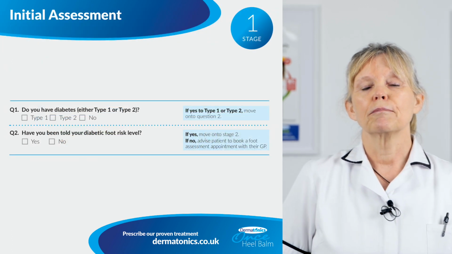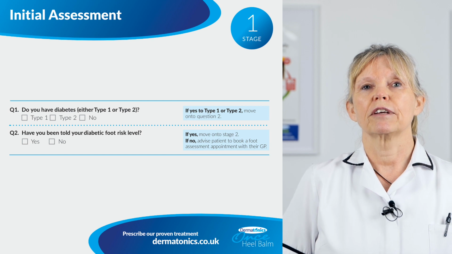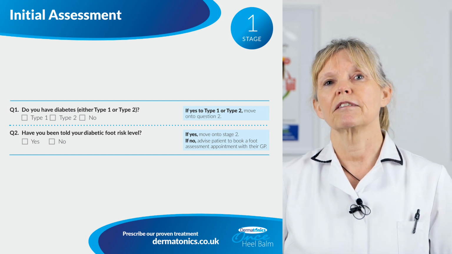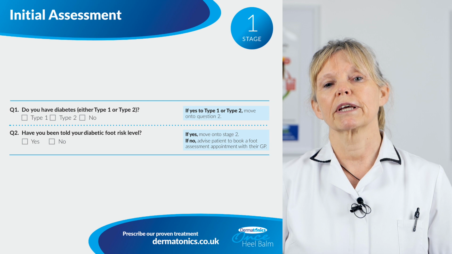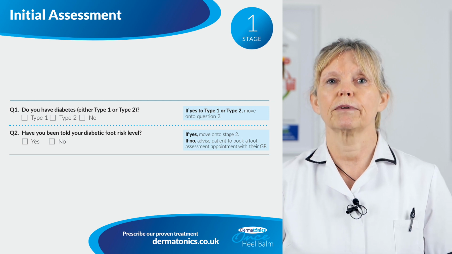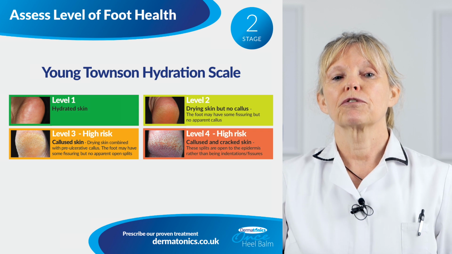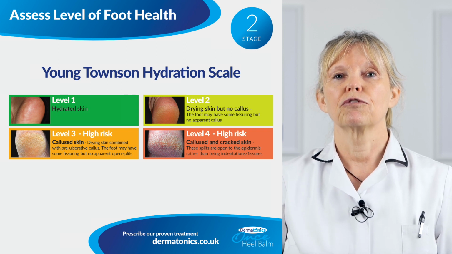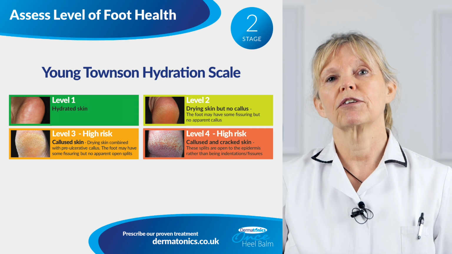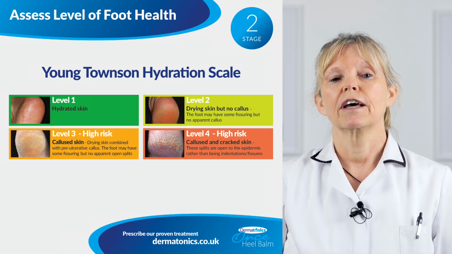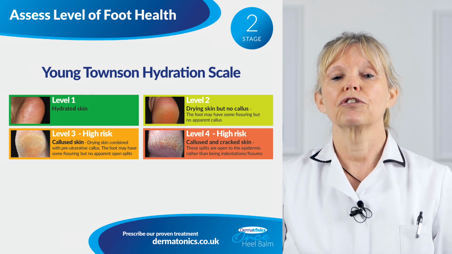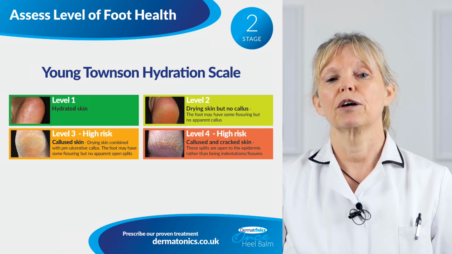So stage 1 simply asks if the patient has diabetes. Any patient with diabetes has an increased risk of having foot complications compared to patients without diabetes. Stage 2 of the tool uses photographs from the Young Townsend Foot Skin Scale for Diabetic Neuropathy, published in the Diabetic Foot Journal in 2014, and is recognised as a definition of callus by clinicians across the UK and beyond.